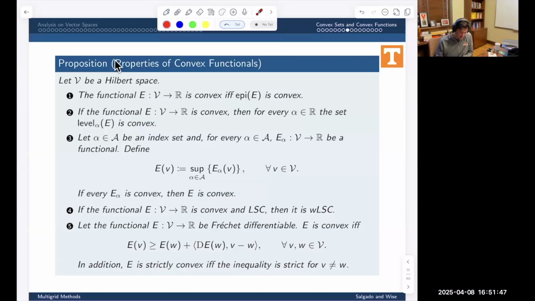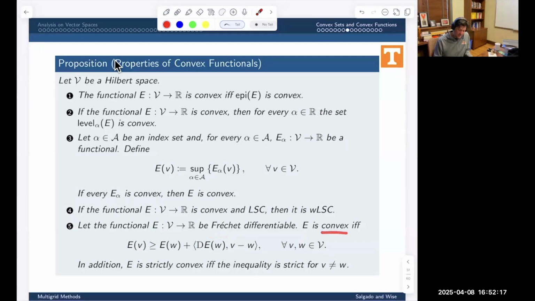Four, if the functional E is convex and it's lower semi-continuous, then a very nice property emerges, which says that it's also weakly lower semi-continuous. And this has to do with the result. Basically, this is related to Mazur's lemma that we stated earlier.